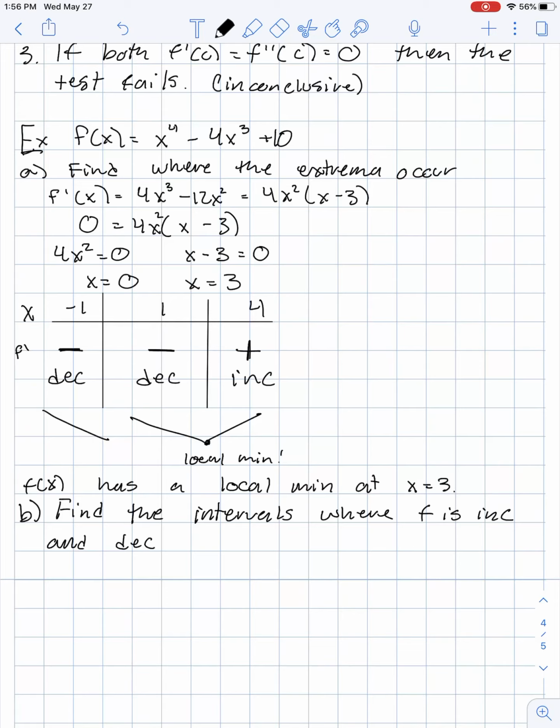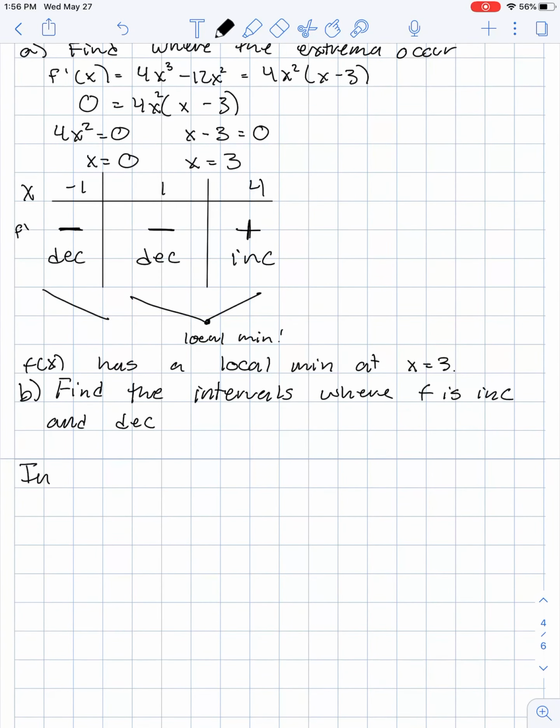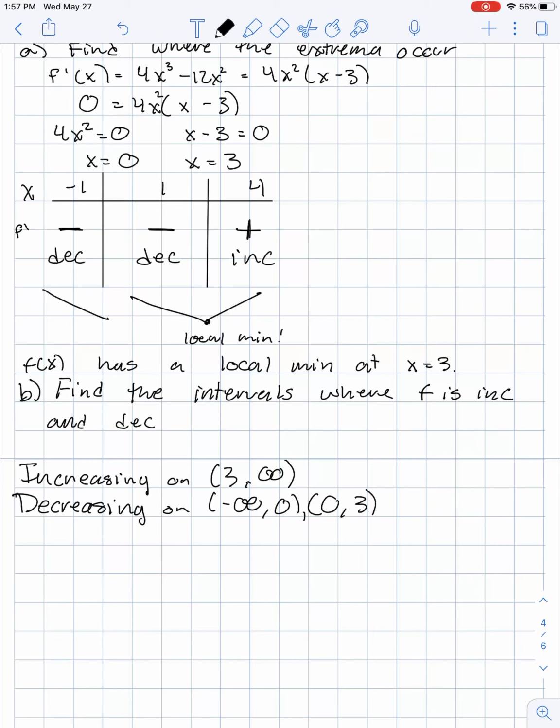So for every number less than x equals 0, it is negative. I tested one number, so they all are going to be negative, all right? And same for any number greater than 3, it's increasing at that one test point, so it's going to be increasing at all the points greater than 3. So we can say that we are increasing on 3 to infinity, and we're decreasing on negative infinity to 0 and 0 to 3. Okay?